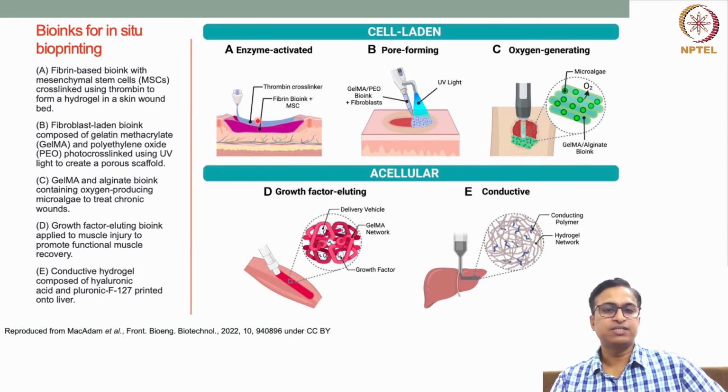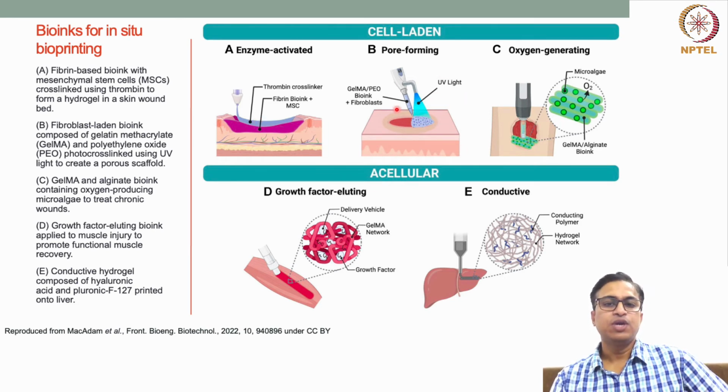So this can be very well used for in situ bioprinting applications. The next thing is the pore forming bioink, where suppose we use something like GelMA plus PEO as a bioink, and it loads one type of cells, suppose for skin, so fibroblasts maybe. And we have already discussed that GelMA is a photosensitive material. We also add some photoinitiator, and whenever we switch on light, the photoinitiator will get activated and the GelMA will get cross-linked because of the presence of the methacrylate group. So it's a photosensitive material.